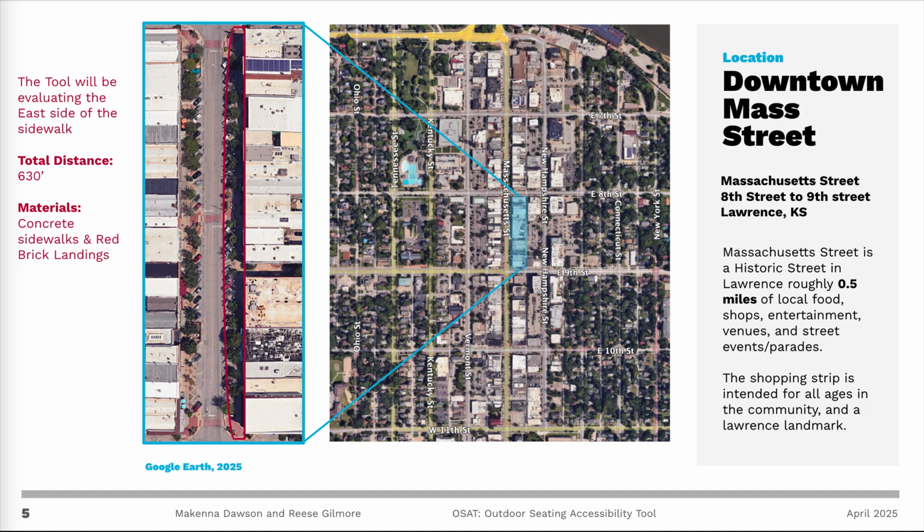The total distance measures 630 feet. The materials for this section are mostly concrete, and at spots of rest or seating we will be evaluating, there are red brick landings. And those are highlighted in the center at a crosswalk and at either end near crosswalks. You can see here with the red circles.